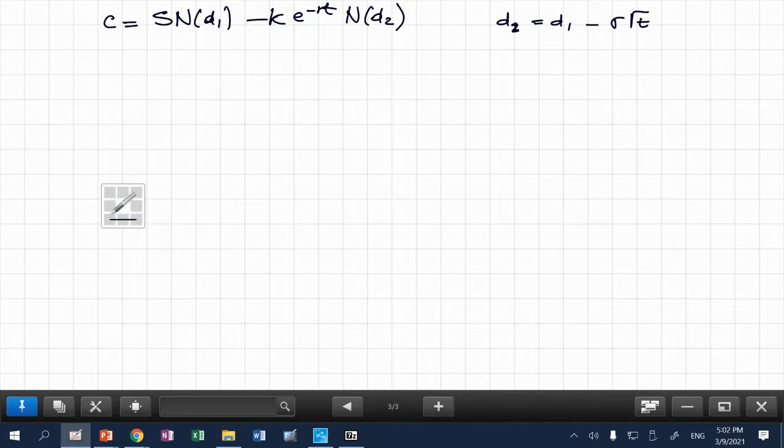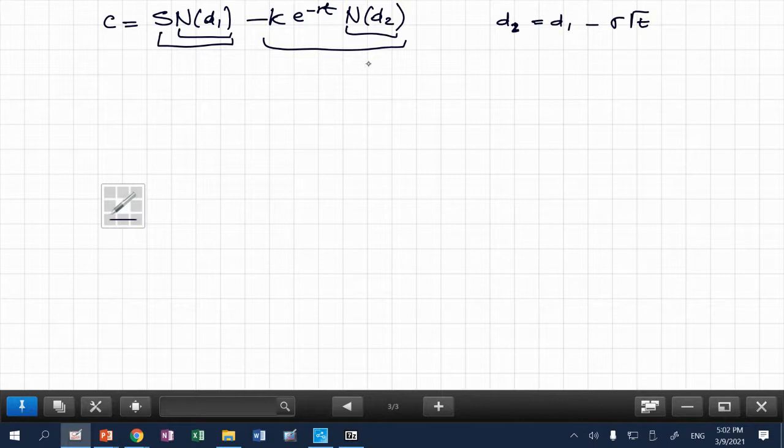Now, first point that I want you to notice is the following. Since N(d1) is in the positive part of the option price, and N(d2) is in the part with the minus in front, the larger is the difference between N(d1) and N(d2), the larger is the option value, okay? So a larger difference between N(d1), which is in the positive part, and N(d2), which is in the negative part, is going to be good news in terms of the option value.